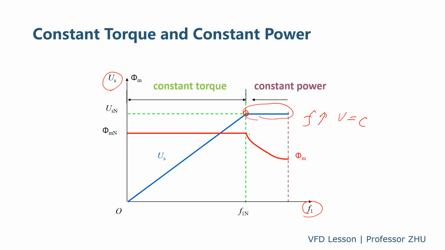That means the flux will decrease with the frequency. In this area, because the flux is constant, the motor can have the maximum torque, so we can have constant torque. In this area, because the flux decreases with the frequency, the maximum power output of the motor will be almost constant, so we call it constant power. So this area is the constant torque, and this area is constant power.